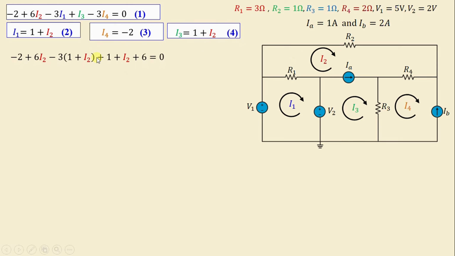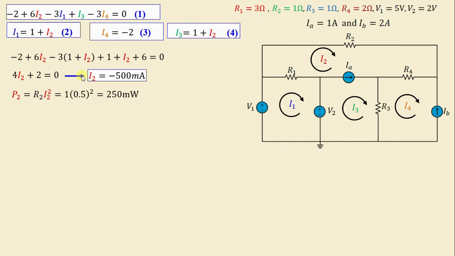By substituting equations 2, 3, and 4 in equation 1, we derive only 1 equation in terms of I2: negative 2 plus 6I2 minus 3 multiplied by (1 plus I2) plus (1 plus I2) plus 6 is equal to 0. If we continue simplifying this equation, we obtain 4I2 plus 2 is equal to 0. That means I2 is equal to negative 2 over 4, which is negative 500 milliamps.